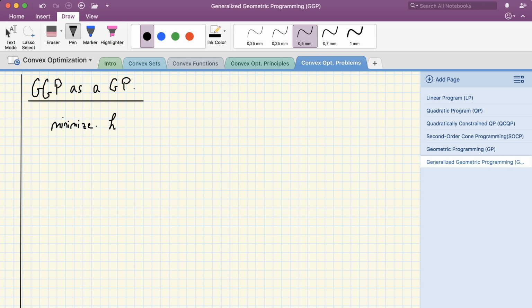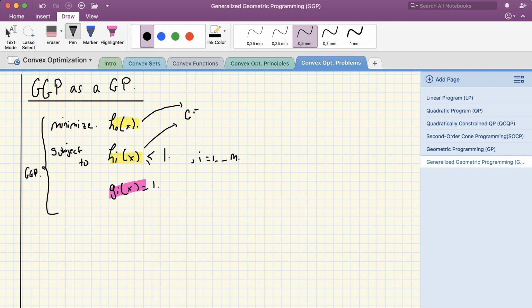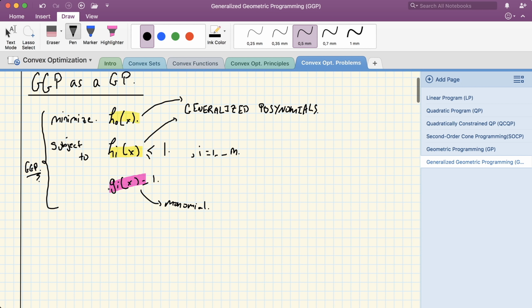This time I'll minimize h0 of x, subject to my hi's being less than 1, and my gi's being equal to 1. So in a GGP, those guys are generalized polynomials, and this guy is a monomial. So if I want to convert a GGP to a GP, I don't have a problem with my gi's, right? Because they're already monomials. What I do have a problem with is my h's. My h's are generalized polynomials. So how do I convert them to a polynomial?